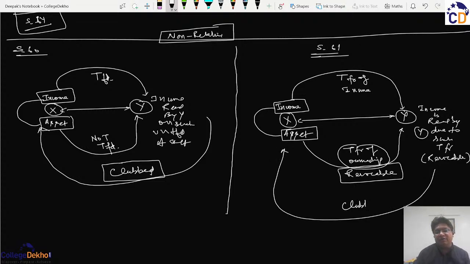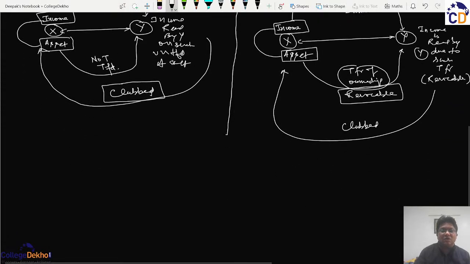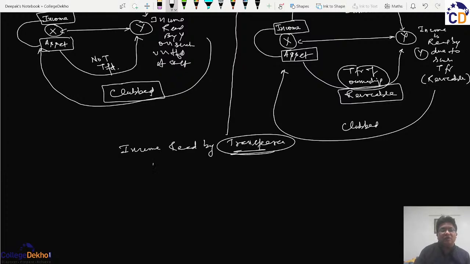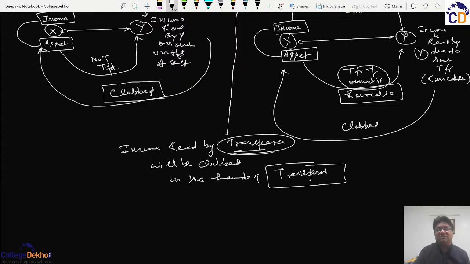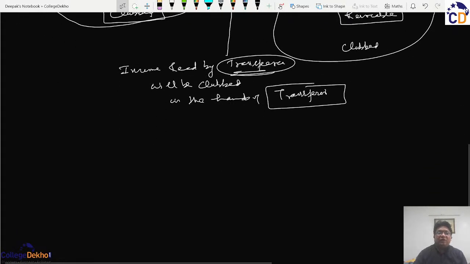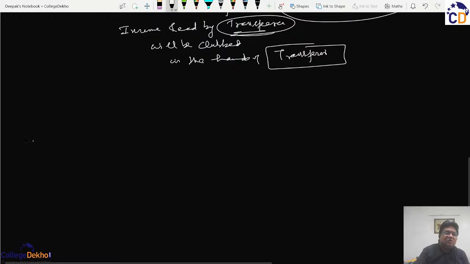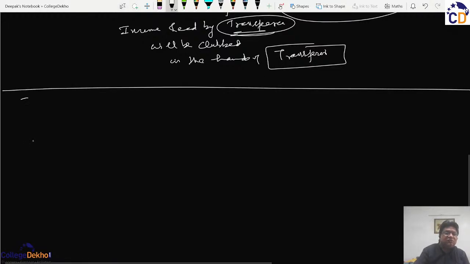So we say that in both the cases, the income received by the transferee will be clubbed, will be added in the hands of the transferor. And that is what section 60 and section 61 imply. Now, moving forward with the provisions of section 64.